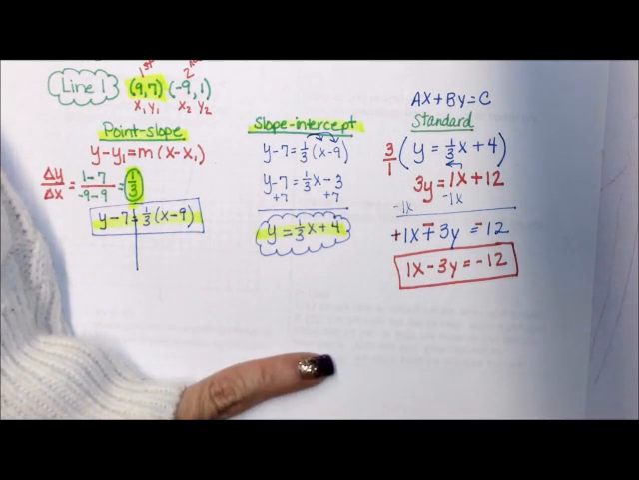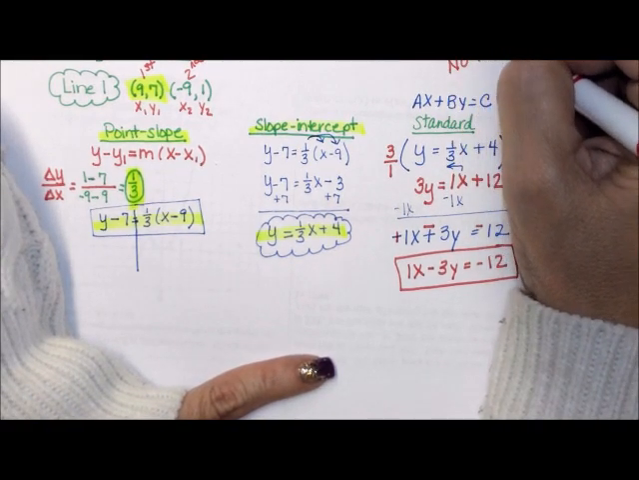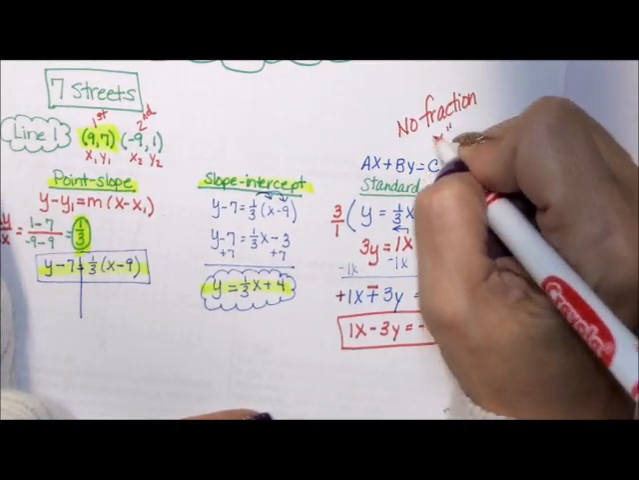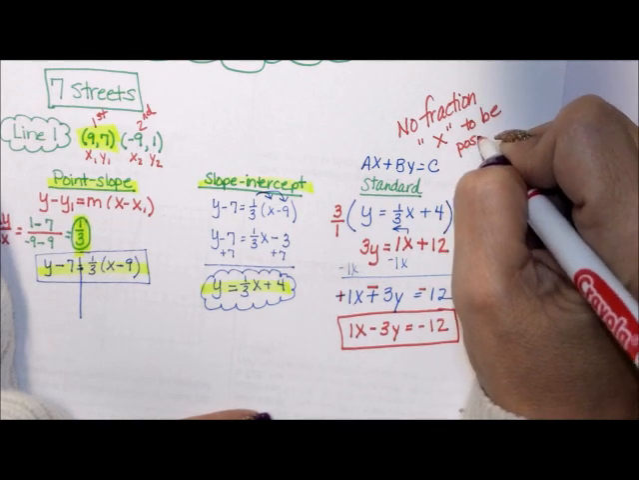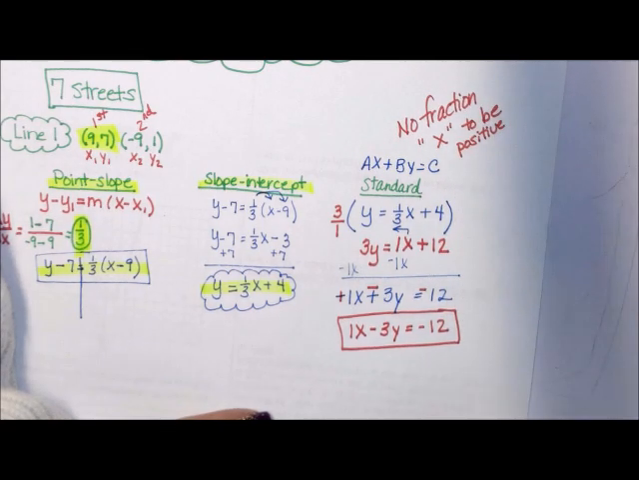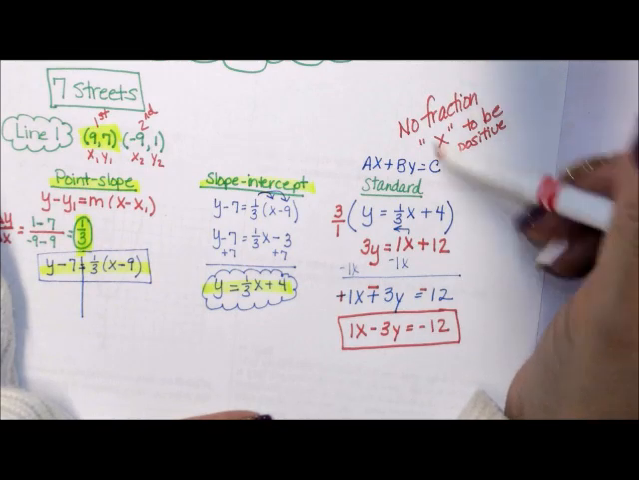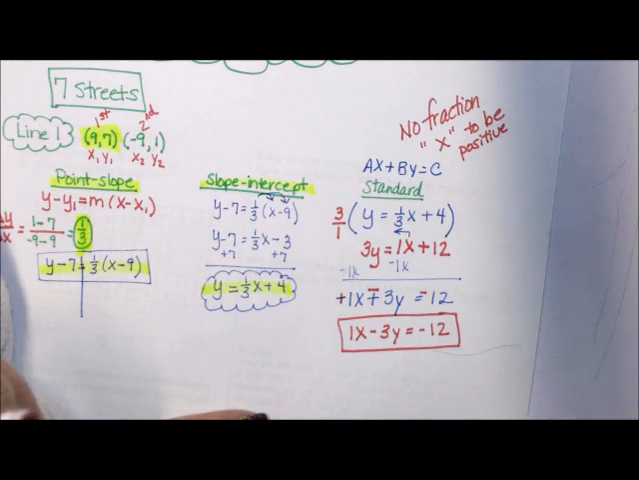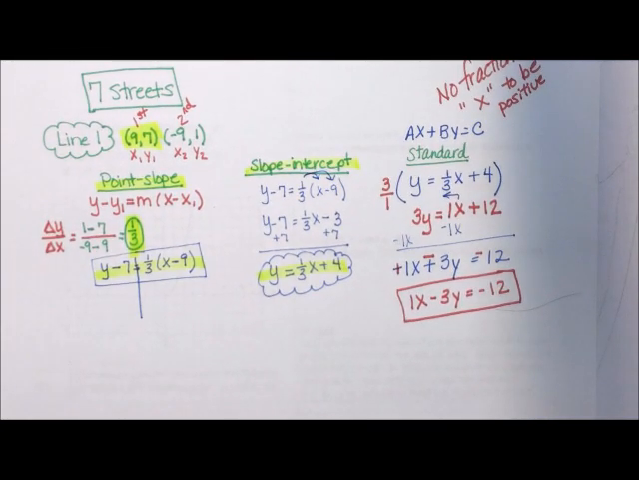So, can't have fractions. I'm going to write it up here. No fraction. And I want the x to be positive. You're like, what? When am I going to use that? Well, you're going to use it later on. We're going to use it whenever we're trying to find the key features. We actually do key features a little different, but standard form can be helpful whenever you're solving equations. All right, so there's my first street.